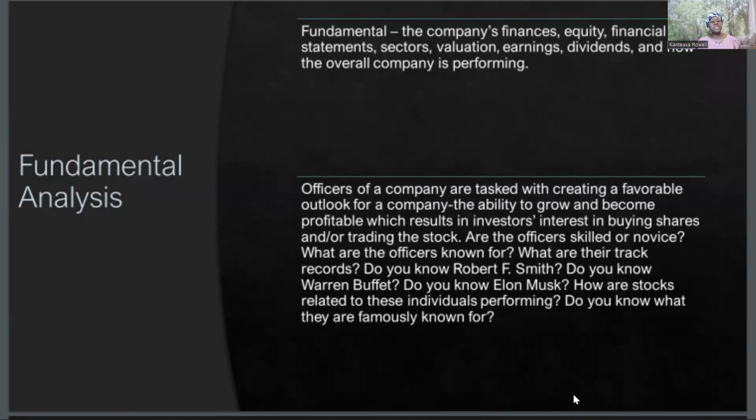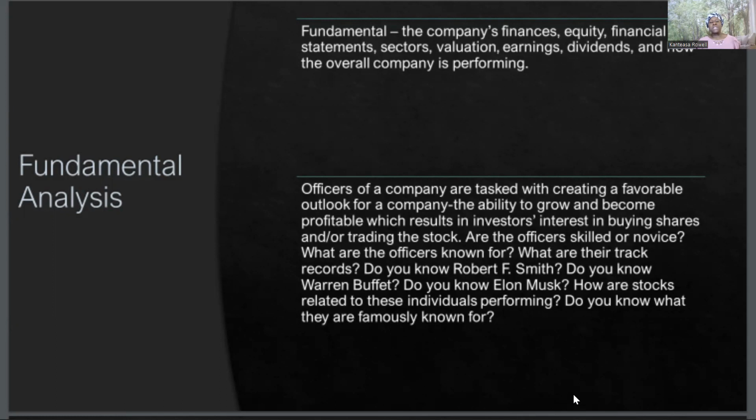When you think of fundamental analysis, you think of the officers of the company, and we definitely want them to be able to create a favorable outlook for the company and have the ability to grow the company and become profitable, which results in investors' interest in buying shares and or trading the stock. So consider, are those officers skilled or are they novice? What are the officers known for? What is their track record?